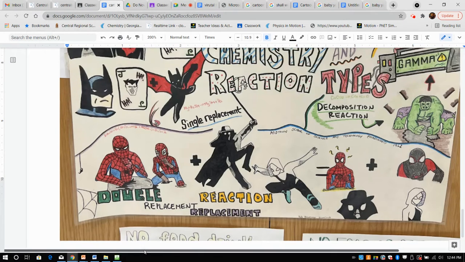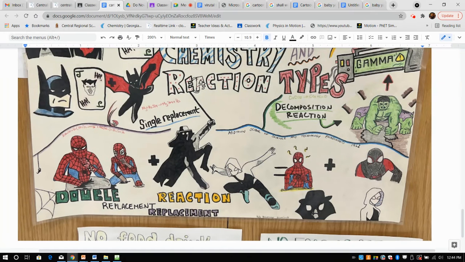Then they show over here a double replacement reaction. Now, technically, cations should switch.